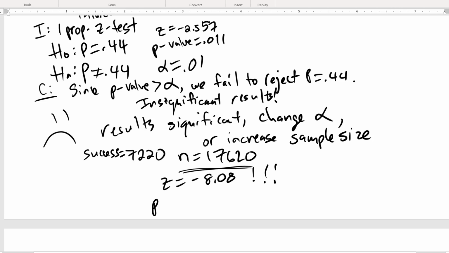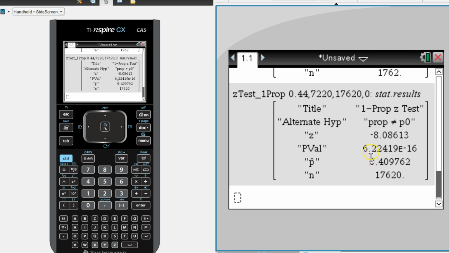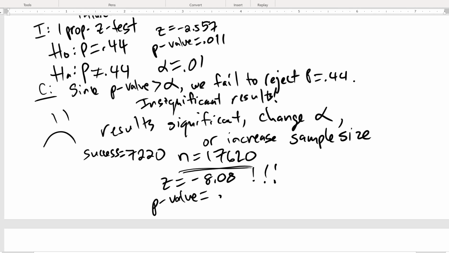The p-value is e negative 16, right? That means 6.2 times 10 to the negative 16th. This would have 15 freaking zeros. 3, 6, 9, 12, 13, 14, 15 before we got to that 6. This would be significant. Okay?